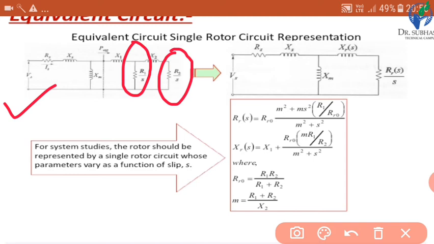Using this circuit we can derive different formulas of resistances and reactances. But we have to just focus on construction and working, so we will not derive these formulas, but we must know the equivalent circuit and how the components, it means rotor resistances, stator resistances and reactances, are placed in an equivalent circuit. So here we can see this.